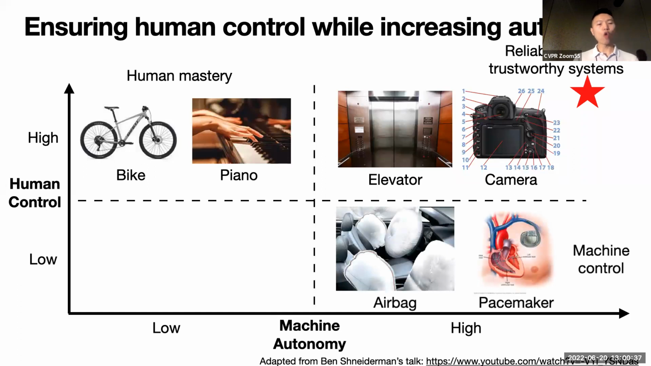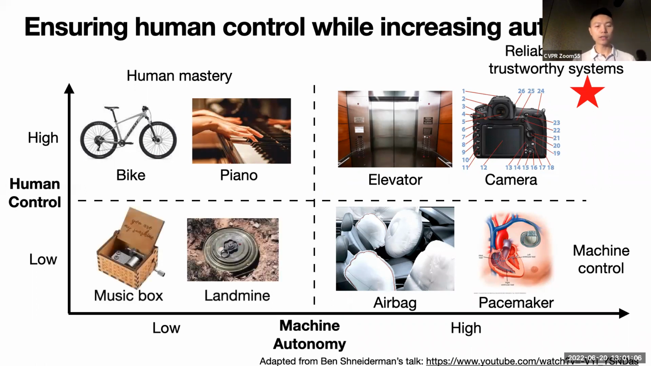We also have low human control and high machine autonomy inventions, for example, the airbag and pacemakers. In ordinary times, we are not aware of their existence. Only when something happens, when an accident happens, the airbag will engage. It works in a fully autonomous way, but with low human control. We also have low human control and no machine autonomy, such as music boxes and night lights.